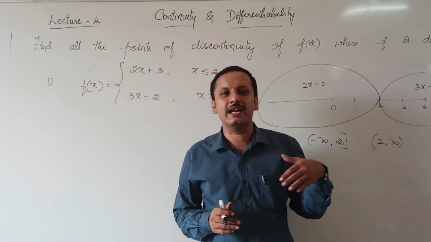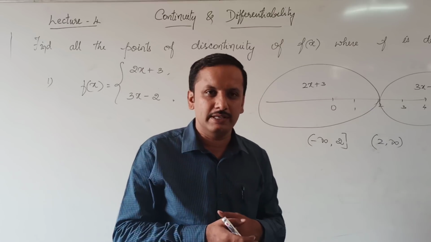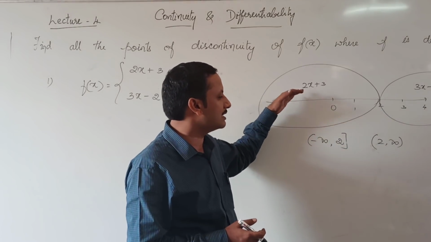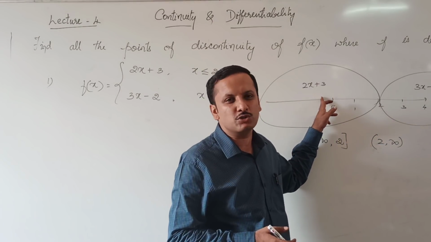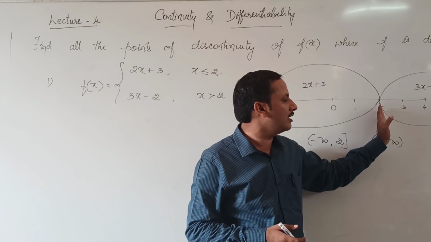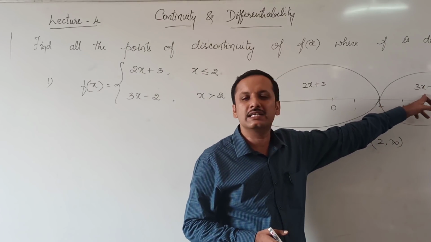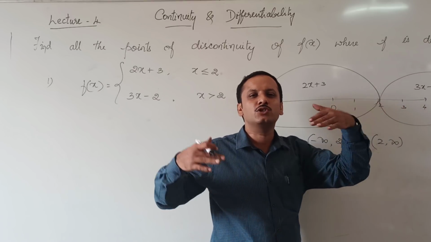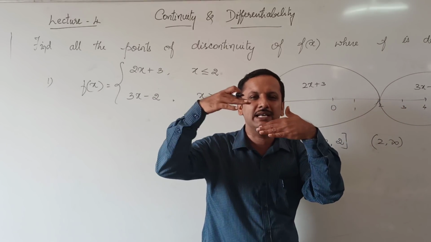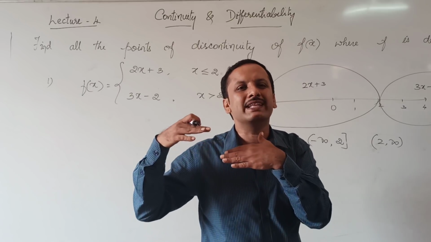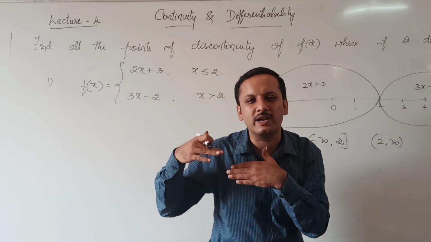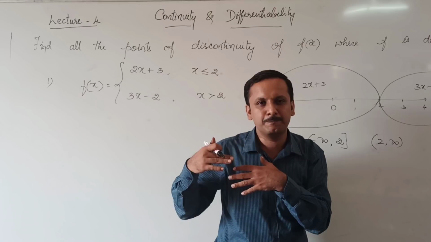Now you might think, sir, at 2 also it is a polynomial function. Yes, alright. At 2 also it is a polynomial function. At 2 it is defined as 2x plus 3. But to the right side of 2 it is defined as 3x minus 2. There we have to check whether from left side and from right side, when x approaches 2, that f of x is approaching the same quantity or not. That we must check.